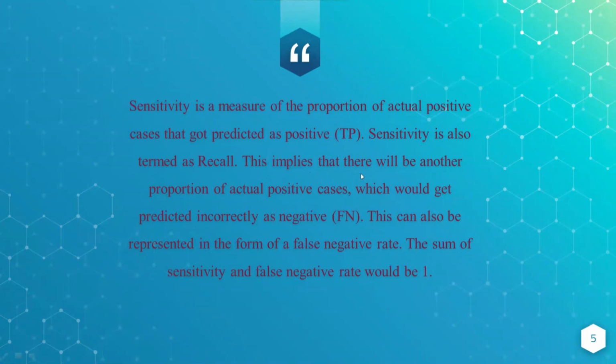This implies that there will be another proportion of actual positives which would get predicted incorrectly. Means in some cases people have coronavirus but it has been incorrectly predicted as negative, means false negative. The patient has cancer but the machine didn't detect it, so it is a false negative. This can also be represented in the form of false negative rate, which we discussed previously, FNR. The sum of sensitivity and false negative rate would be 1. The value lies between 0 and 1.